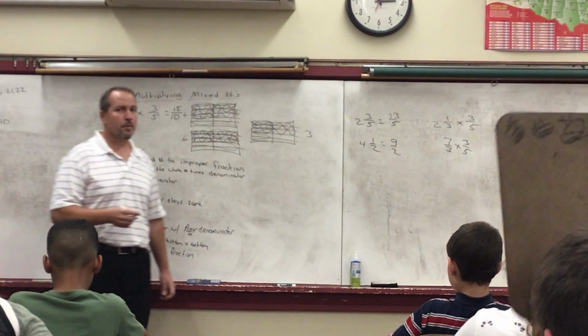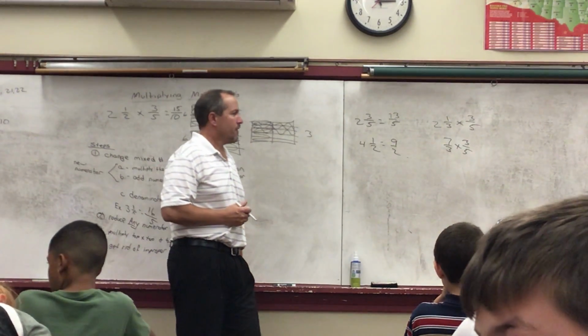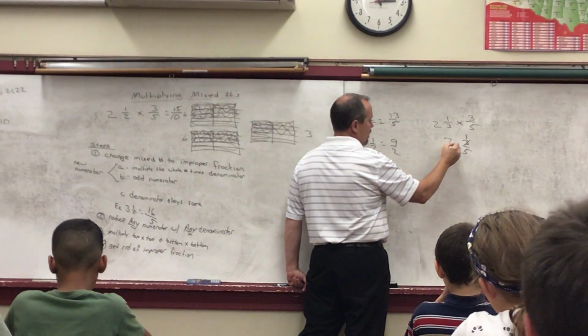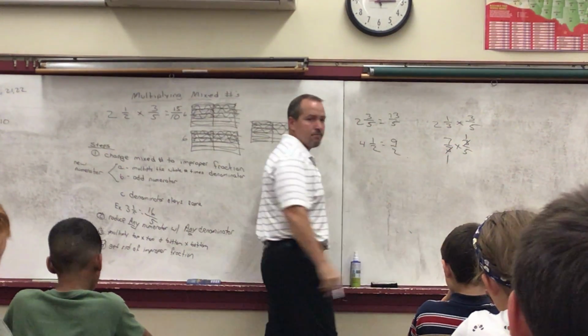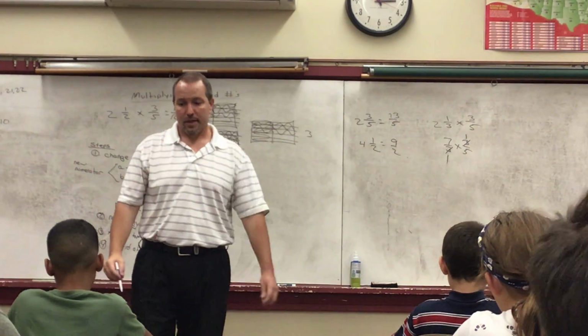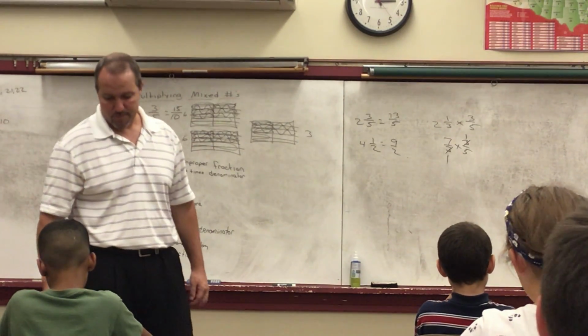Okay, when you reduce them, what can we reduce? Landon, the 3 and the 3. Divide them both by 3. 3 divided by 3 is? 1. And 3 divided by 3 is? 1. We can reduce the 3 and the 3. 3 divided by 3 is 1. 3 divided by 3 is 1.